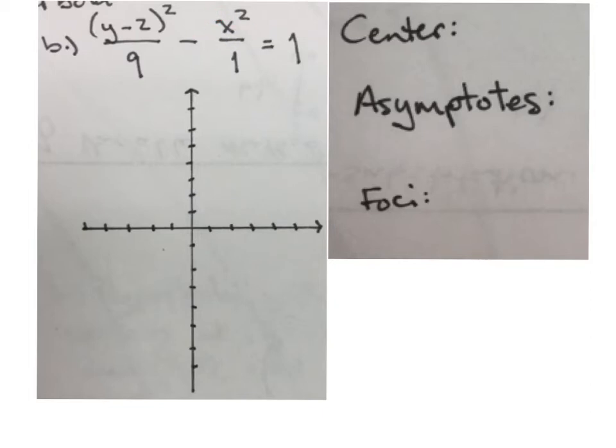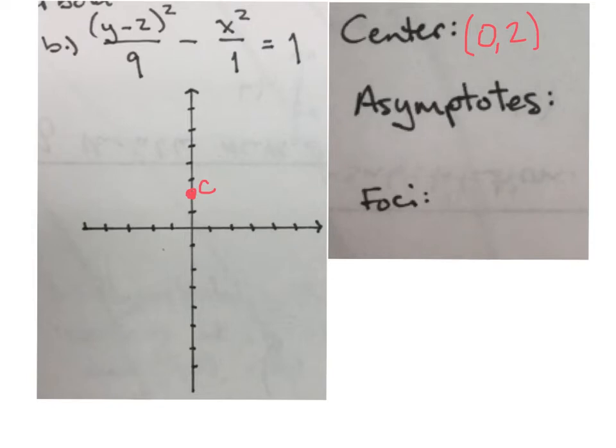Now pay attention because they're in different orders, but there's nothing connected to the x. So that means the x coordinate at the center is 0. It does say y minus 2, so the y coordinate is going to be positive 2. Once we have a center, plot it. So 0, 2, that's our center.